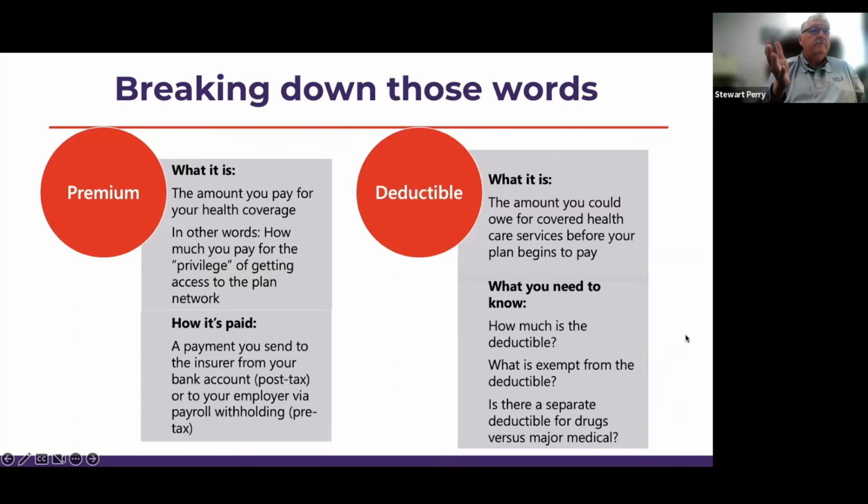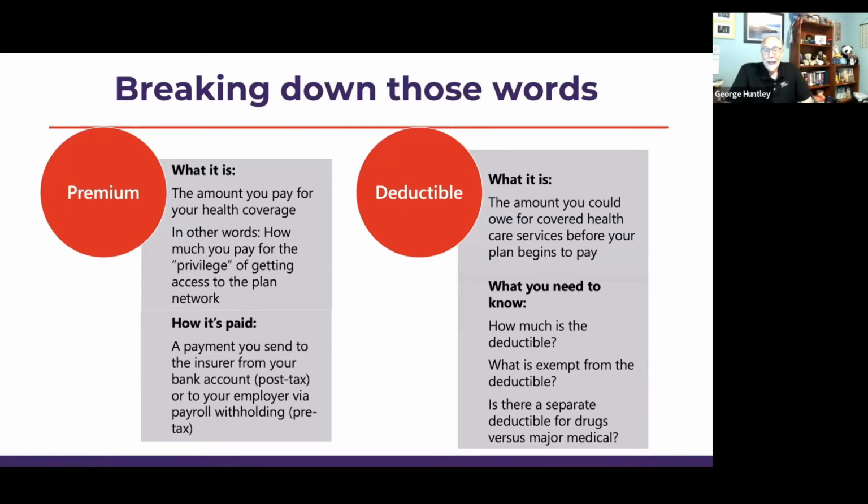And then drugs? Drugs absolutely can be part of the deductible. And in today's world, it typically is. In some cases, it's a separate deductible for drugs. And in a high deductible health plan, which we'll talk about in a minute, it's a combined deductible. So understand if you do have a separate deductible for drugs, you need to be aware of that.